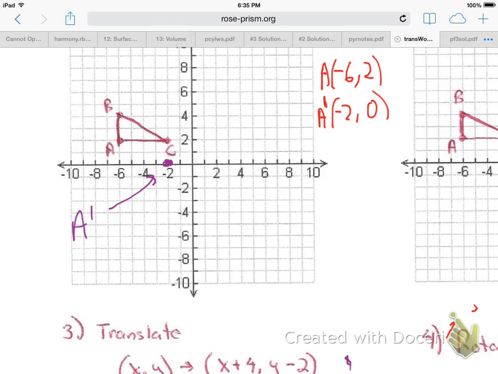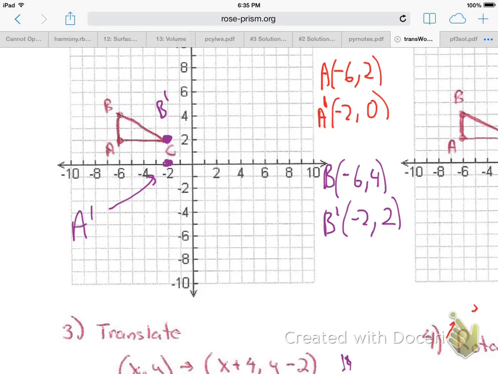Okay, B is at -6, 4. So the rule says add 4 to the x, so B prime will be -2, and subtract 2 from the y, so 4 minus 2 is 2. B prime will be at -2, 2. So it's going to crash with this guy here.